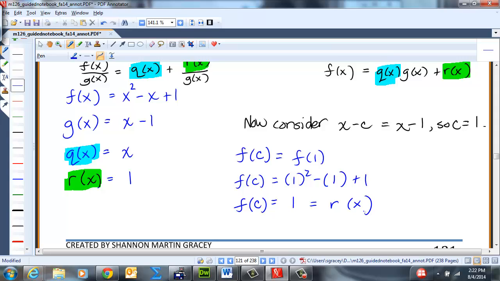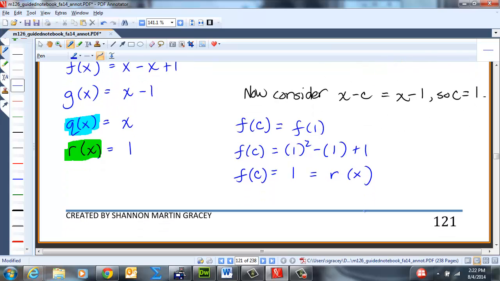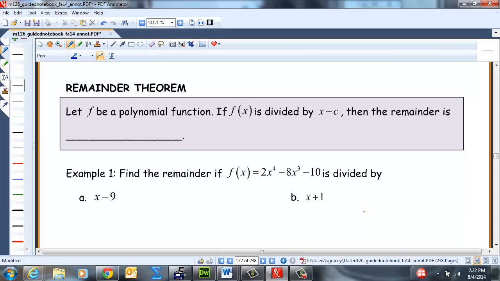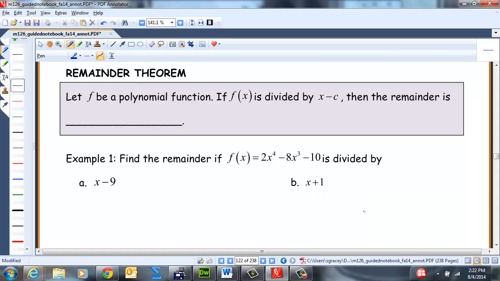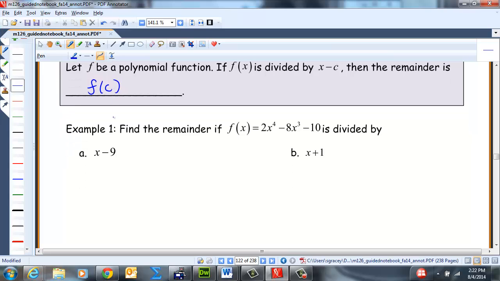So it turns out that you get a whole theorem from this called the remainder theorem. If f is a polynomial function and it is divided by x minus c, then the remainder is equivalent to f of c. So you don't have to do the whole division problem to figure out what the remainder will be. So it's kind of a cool little theorem.